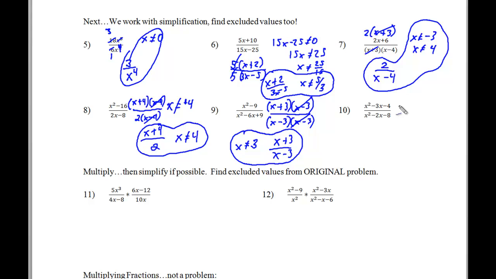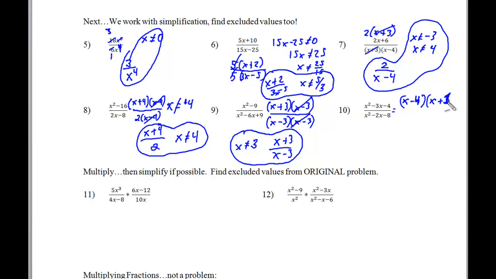For problem number 10, let's take a look at this here. We're going to find our excluded values after we do a little bit of factoring. This is going to be x minus 4, x plus 1. Those are the two numbers that multiply to make negative 4 and add to make negative 3. Now, whoops, that should be a 1 there.